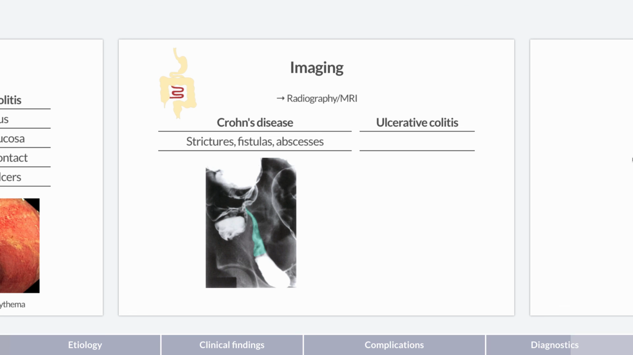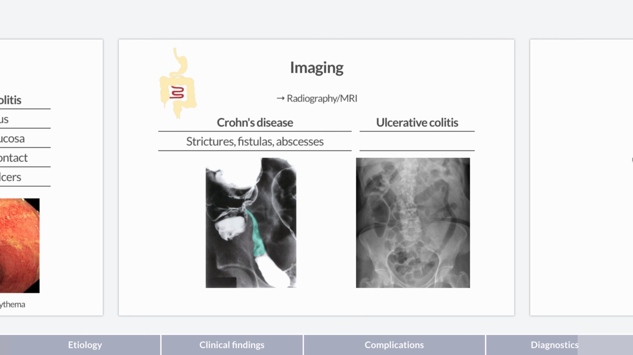In addition to the small intestine, the colon can also be assessed. In the advanced stages of ulcerative colitis, the colon has a pipe-like appearance. This is due to the loss of haustral markings during the course of the disease, termed lead pipe sign.